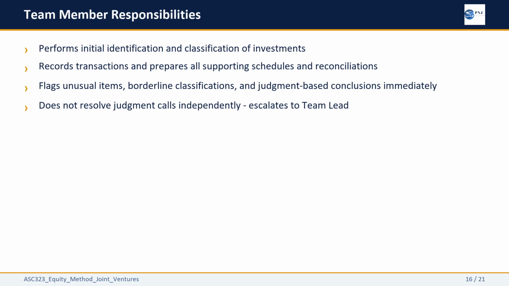The team member is responsible for the ground-level work: identifying investments, classifying them, recording transactions, and preparing the supporting schedules and reconciliations that the audit will rely on. The most important behavioral rule at this level is escalation. When a team member encounters an unusual item, a borderline classification, or a situation that requires judgment, the immediate action is to flag it to the team lead. Team members do not resolve judgment calls on their own, regardless of how confident they feel. The equity method has enough complexity that even experienced preparers can miss nuances that a reviewer would catch.